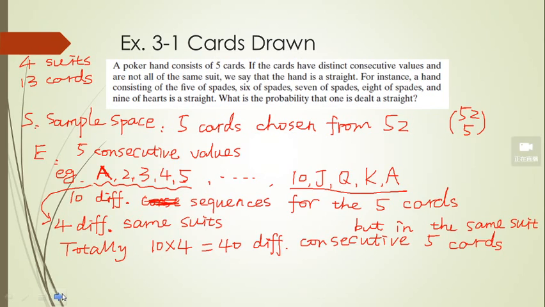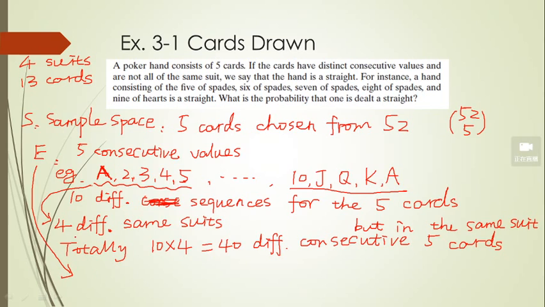So here we are going to check. I'm going to put the 5 sequence values. For example, if it's starting from the ace, let's continue the event E here.